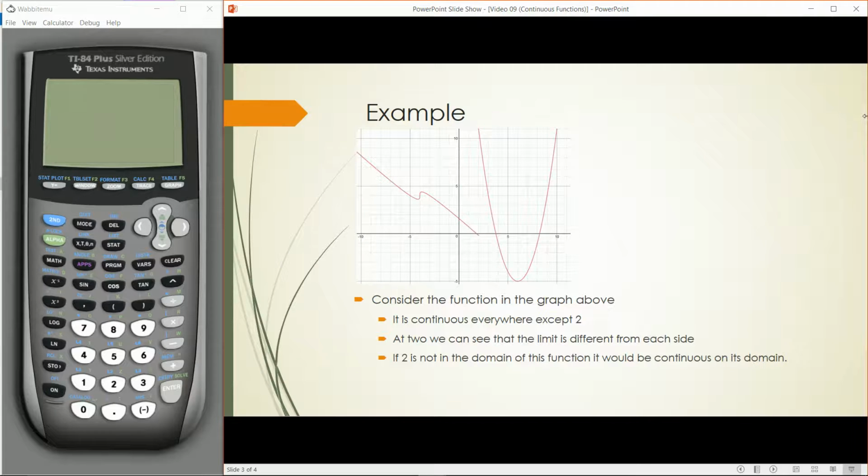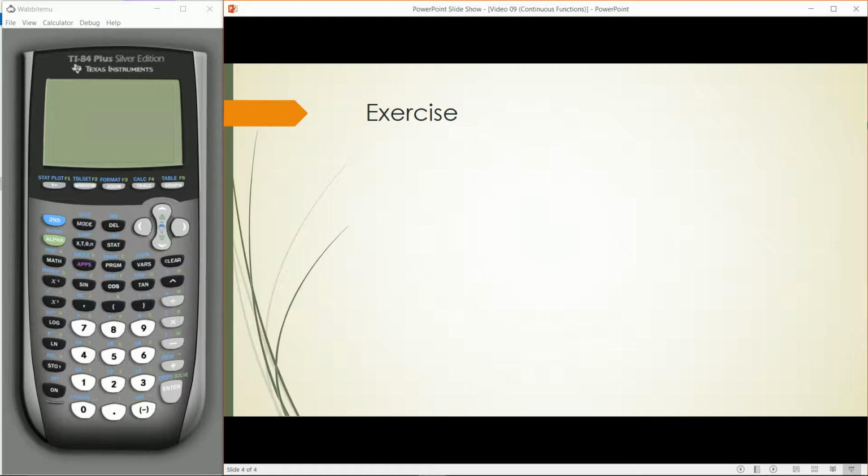But if our function wasn't actually defined at 2, so if we had an open circle down here, and we had an open circle up here, well, that means our function would not be defined at the value 2, which means it's not inside of our domain, which means outside of that, our function would be continuous everywhere, which means it would be continuous on its domain. So always keep in mind there's a difference between continuous on its domain and continuous on the entire real number system.